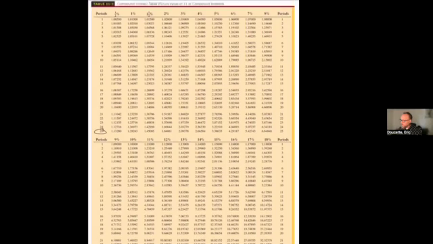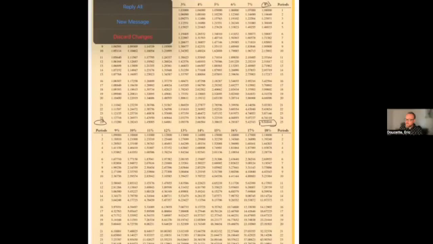So if you look at, for instance, period number 25, and then you go all the way across to 8%, we have a 6.84848, which means that $1 at 25 periods of compounding within a year at 8% interest is going to give you a $6.85 return.